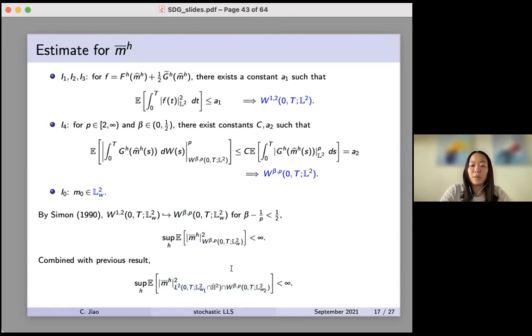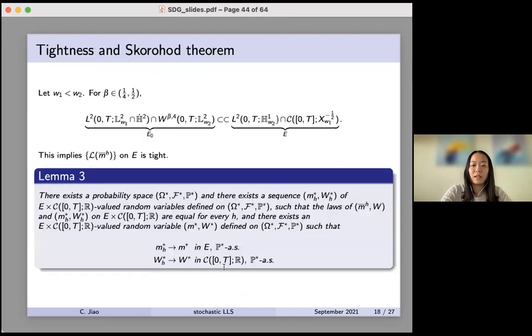In fact, for W1 less than W2 and for P equals 4, we can employ a compact embedding result from Landau, Jegaraj, and Simon, which tells us that this intersection, which we denote by E0, is compactly embedded in another intersection, which we denote by E. If we look carefully, we have the Gelfand triple here. So L2W1 intersecting H2 dot is compactly embedded in H1W2, which is in turn continuously embedded in L2W2.